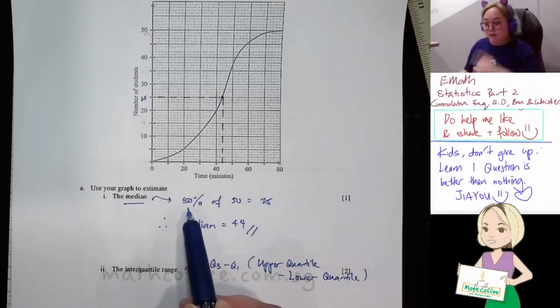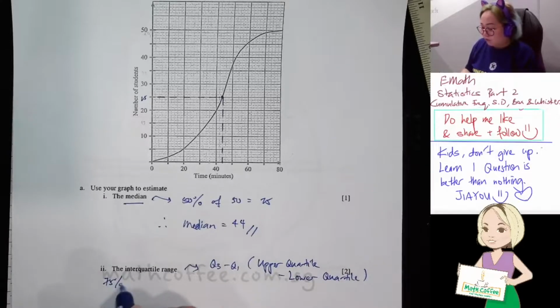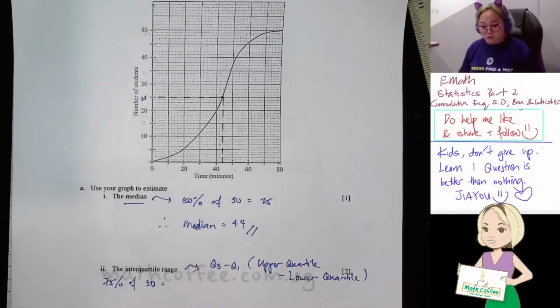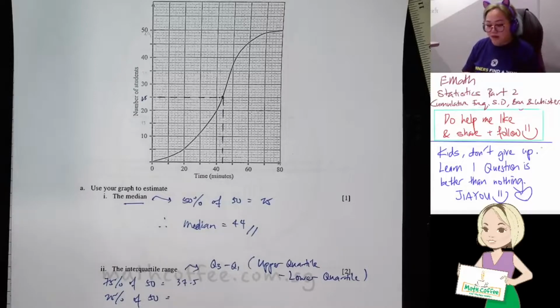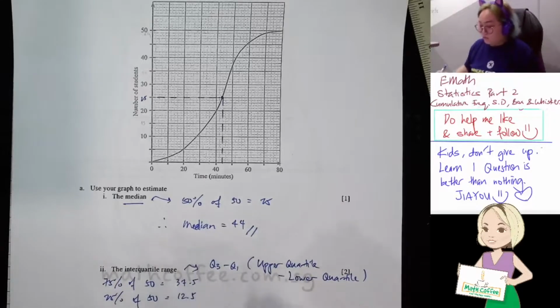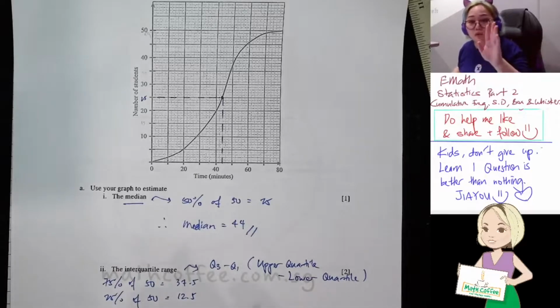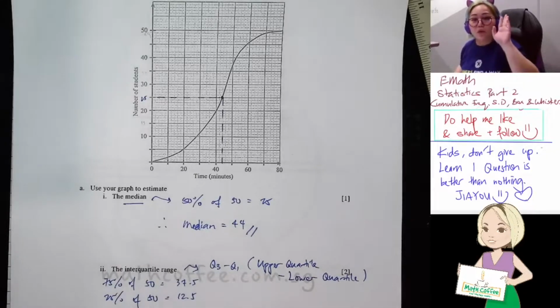So same as here, I need to find 75% of 50. So my 75% of 50 will give us 37.5. 25% of 50 will give us 12.5. So now what you need to do is go to your scale and find the 37.5 and 12.5.